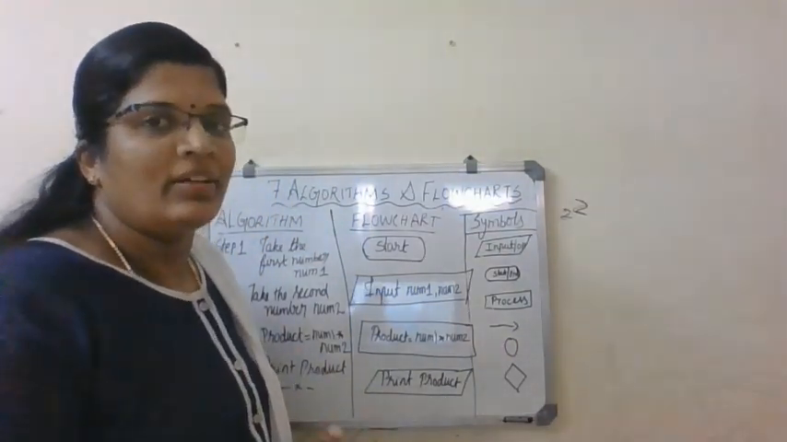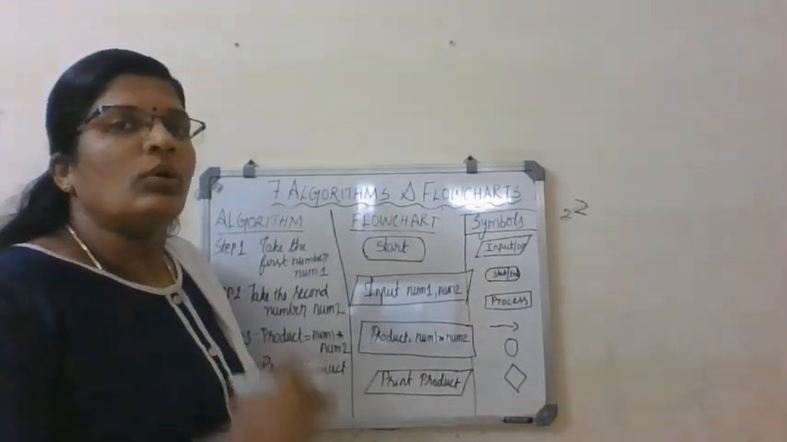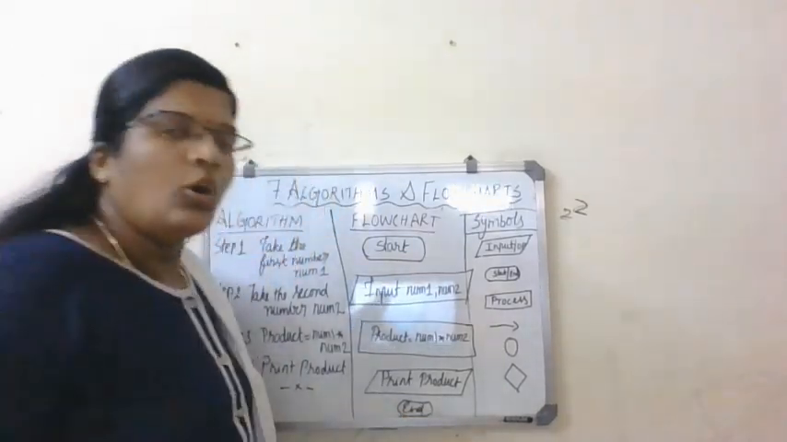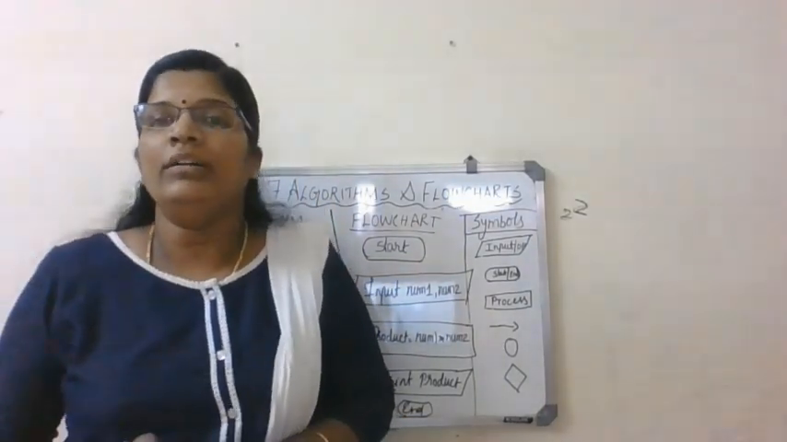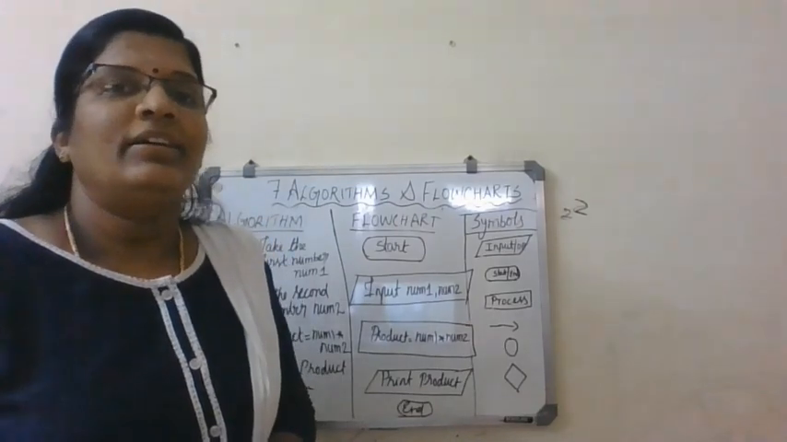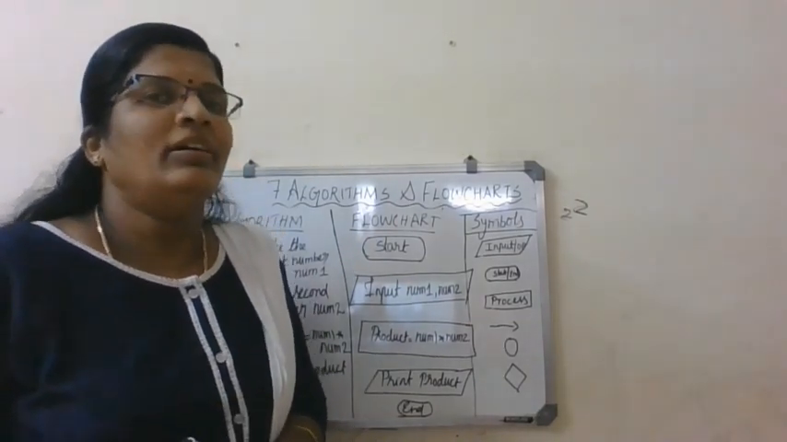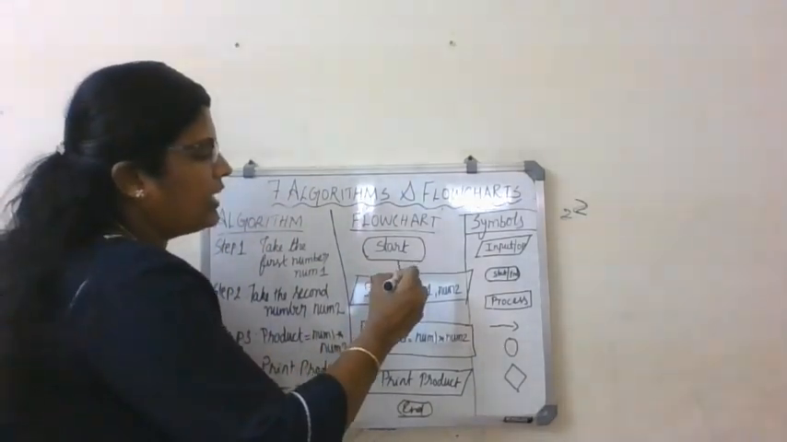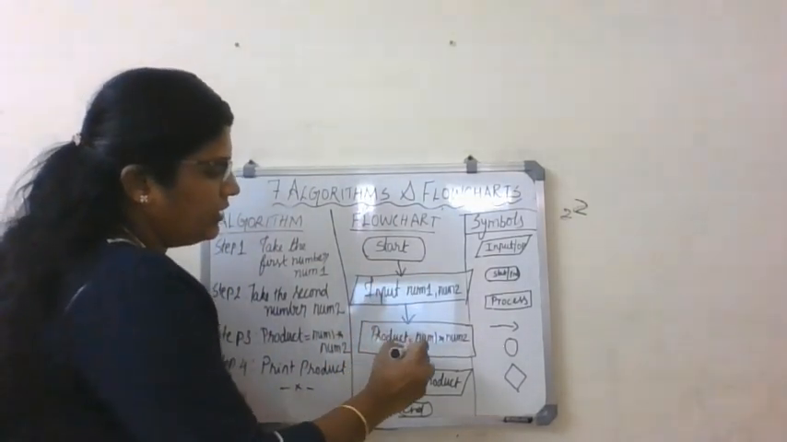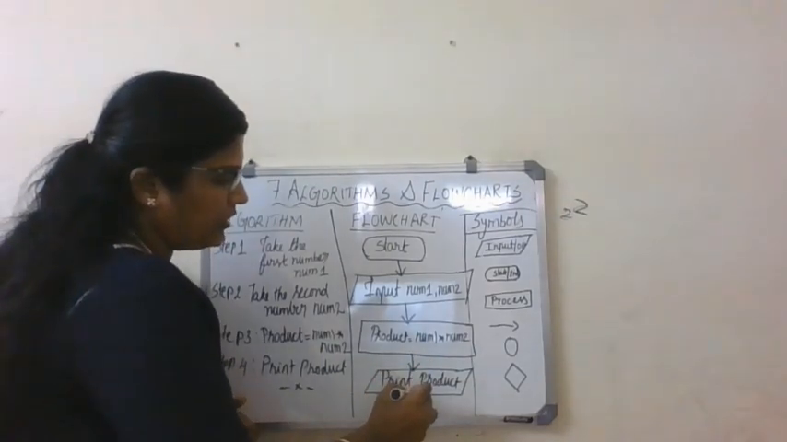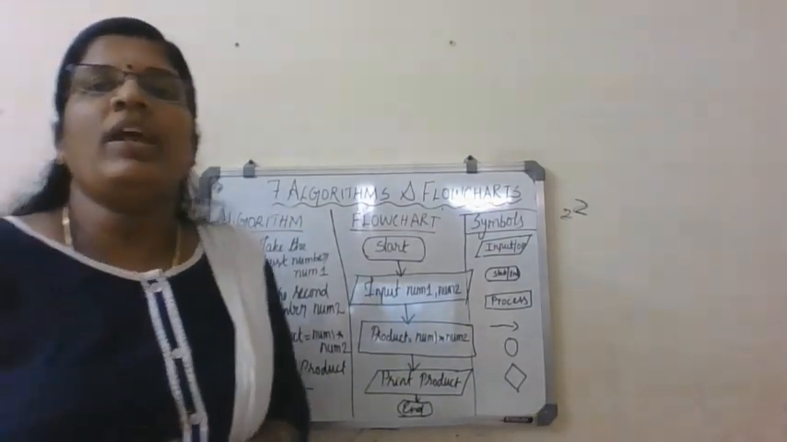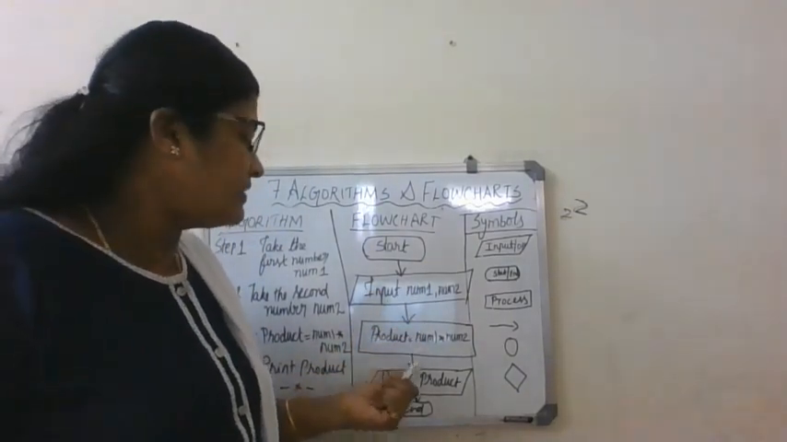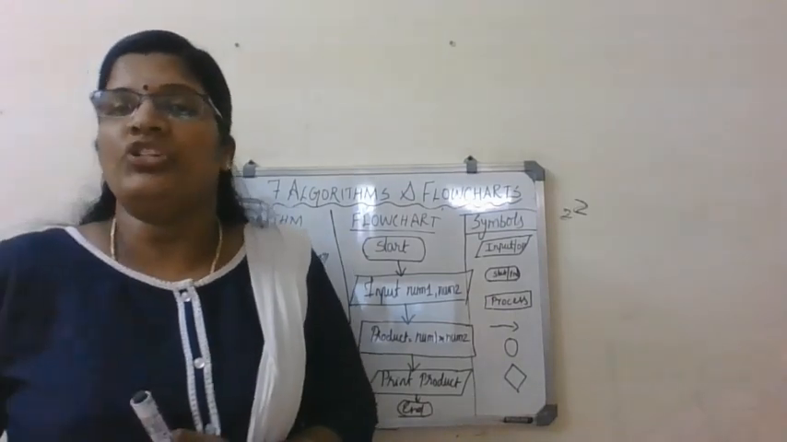Then what is next? We have to end the program. So end. Over. So is the flowchart over? Am I right? No. What else is missing now? That's good. The arrow marks are missing. Okay. So from here to here, here to here. This is the way the flow comes. Start, and from here it goes to input, then goes to process, then output, then end of the flow chart.